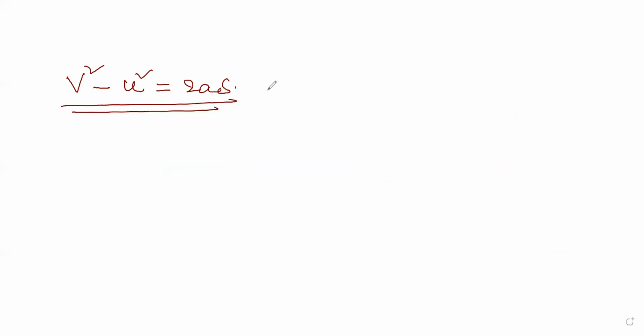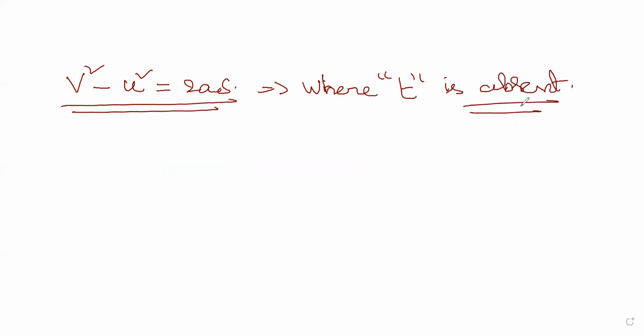So here, this is an equation where time is not there. Time is absent. So the time variable is absent in this particular equation. So how do we generate this equation? This is another pretty important equation. We can do this by using the equations v is equal to u plus at, and by using another one, s equal to ut plus half at².